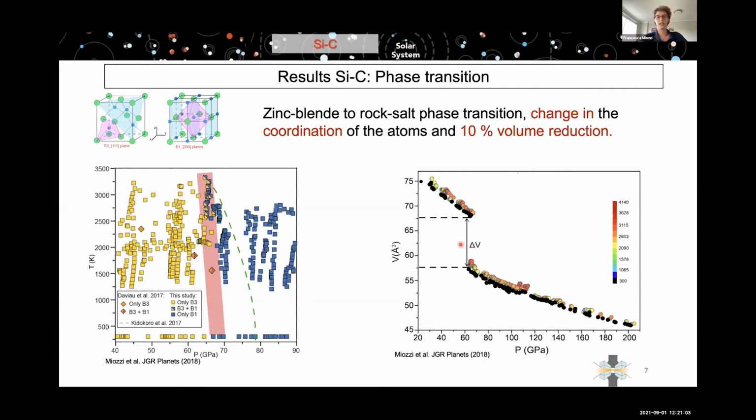And we can see here, these are volume over pressure data. This is the B3 structure, this is the B1 structure, and the difference in volume is well visible.